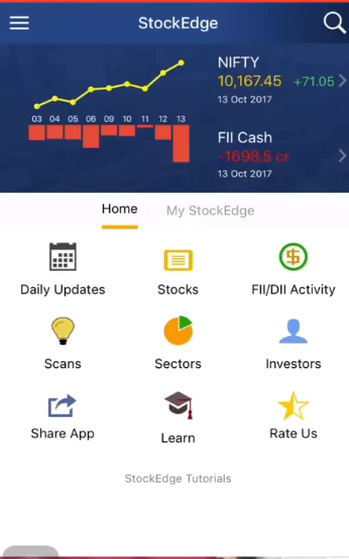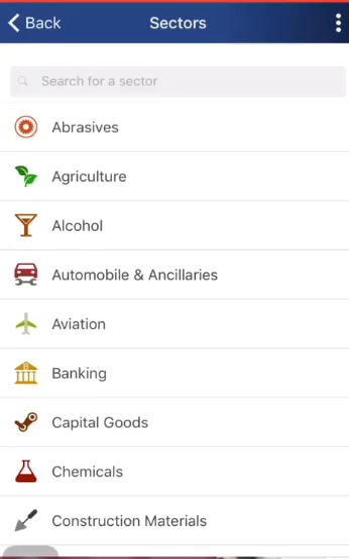Now we'll see the different types of sectors which are available in the StockEdge app, and how we can benefit from them. So friends, these are the different types of sectors present in the StockEdge app, alphabetically arranged. Starting with abrasives, agriculture, alcohol, automobile and ancillaries, aviation, banking, capital goods, chemicals, construction materials.